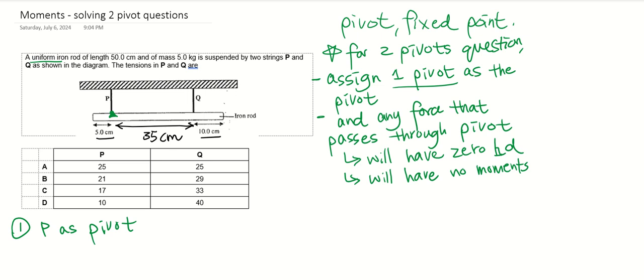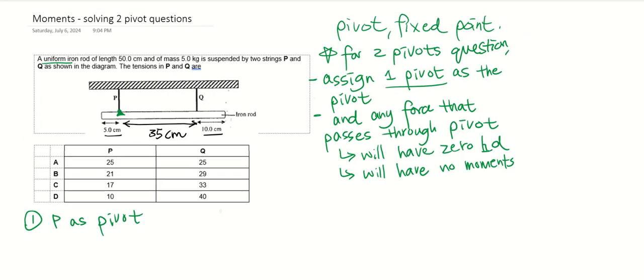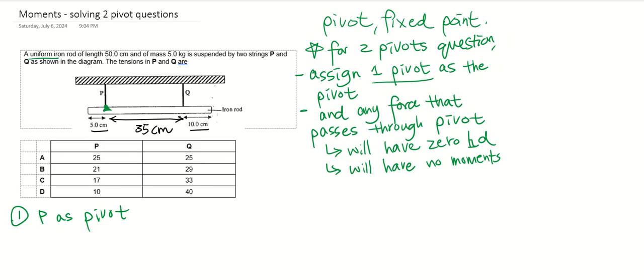Then we also take note that the mass is 5 kg. If the mass is 5 kg, we have to convert it to weight because we are dealing with forces, not mass. So weight uses the formula mg. W equals mg. My mass is 5, it has to be in SI units. g is 10. So my weight will be 50 Newton.